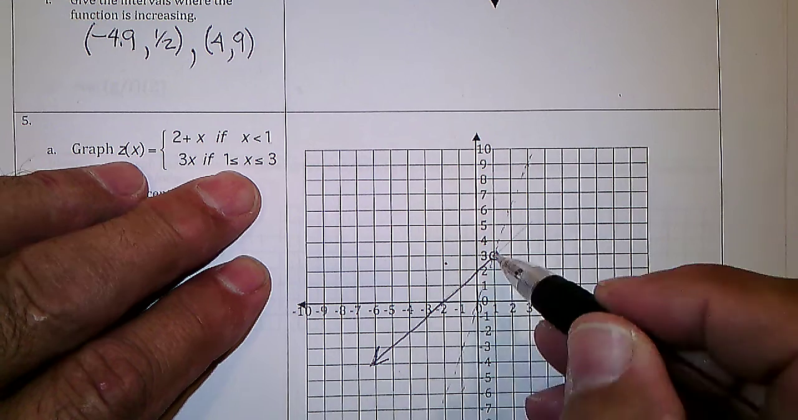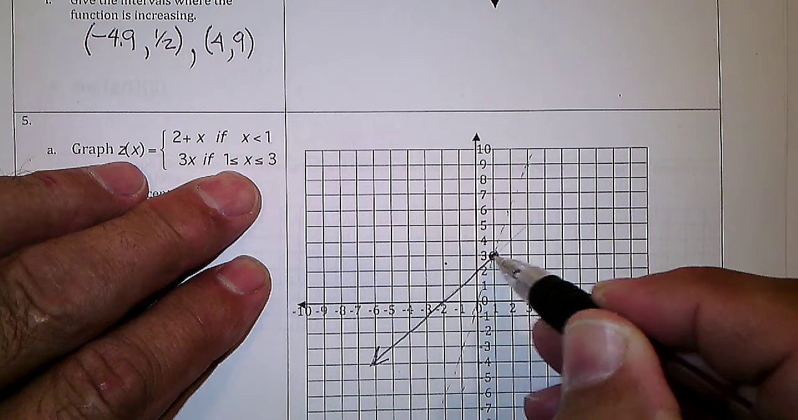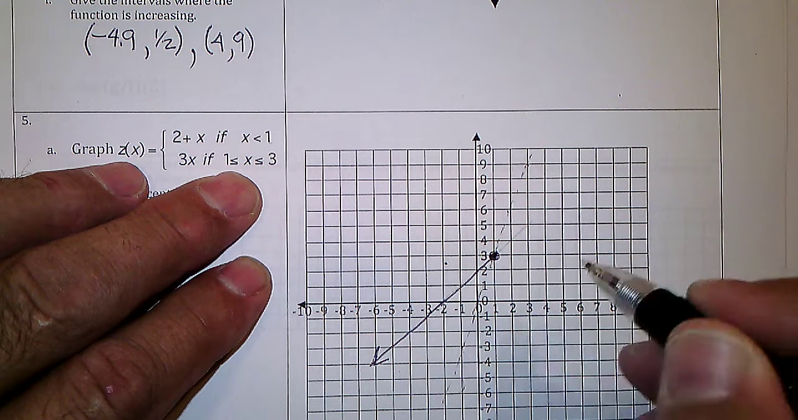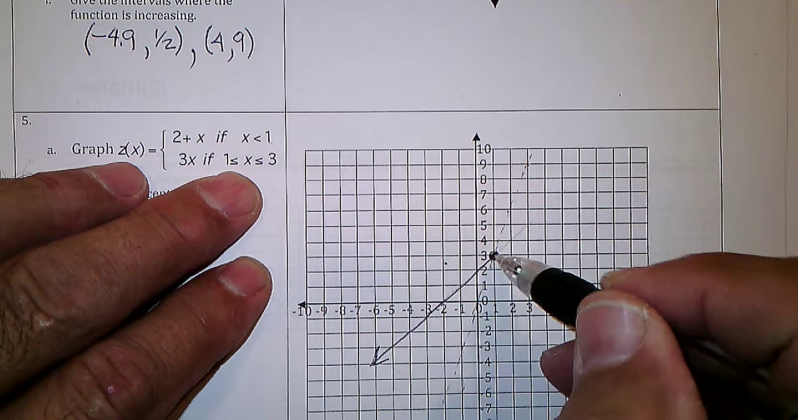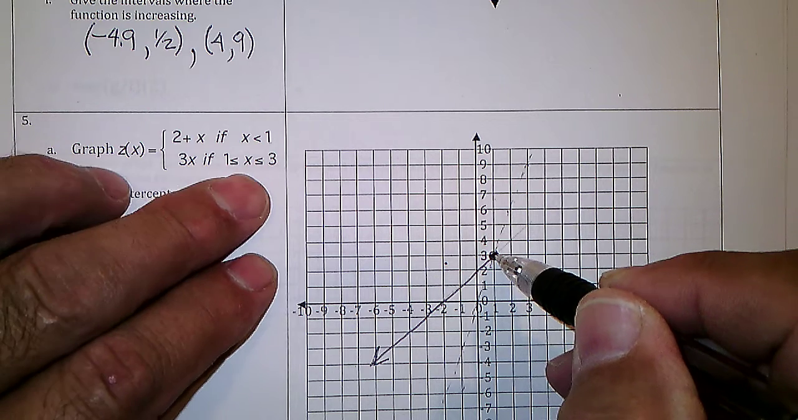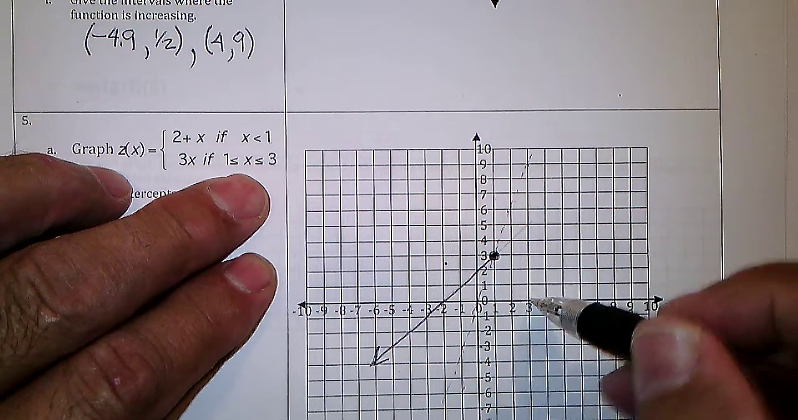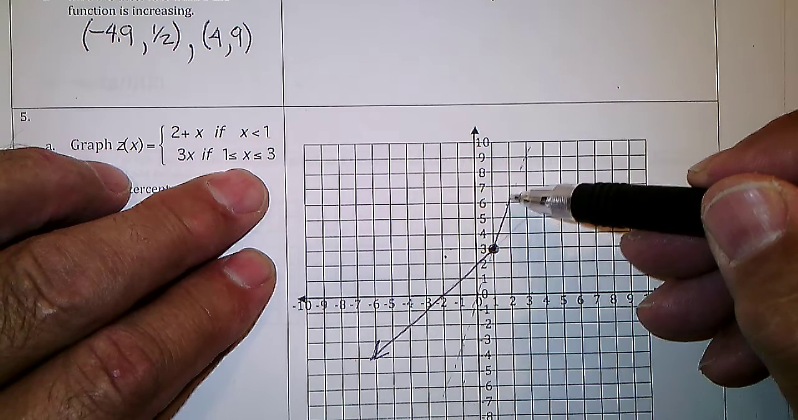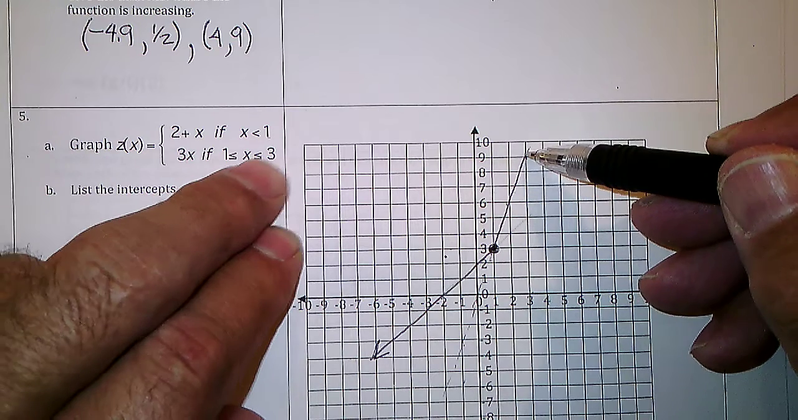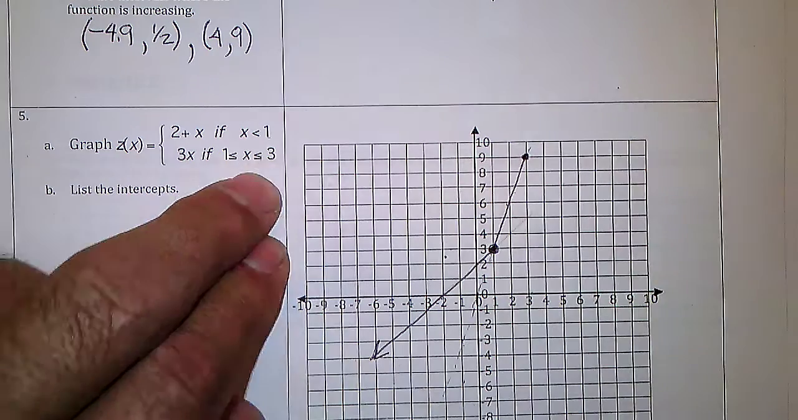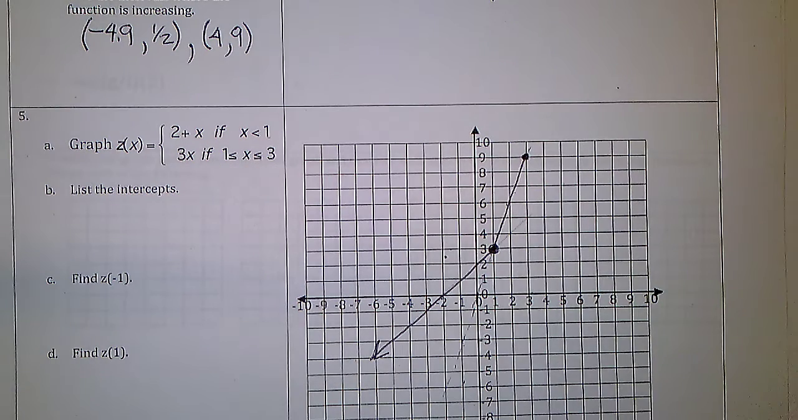So that would include this spot. So that fills in that circle. Even though it was open for 1, this says this function is defined there. And it is 3. 1 in here, we get 3. And it goes till 3. So that would go up. There's 2. There's 3. And it's a closed circle at 3 because it's got the equal. So there's the graph.